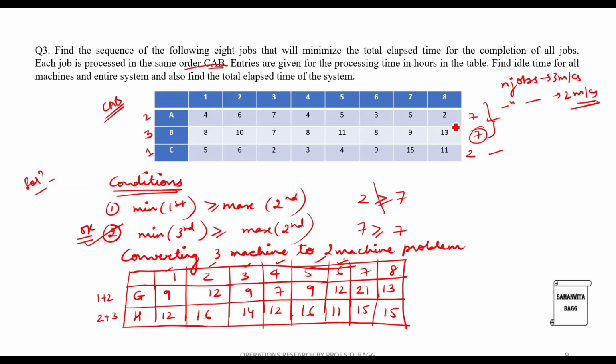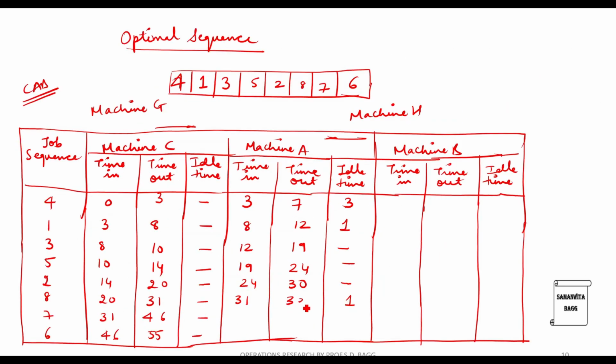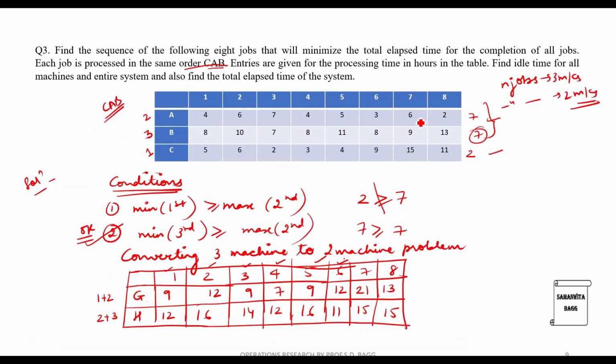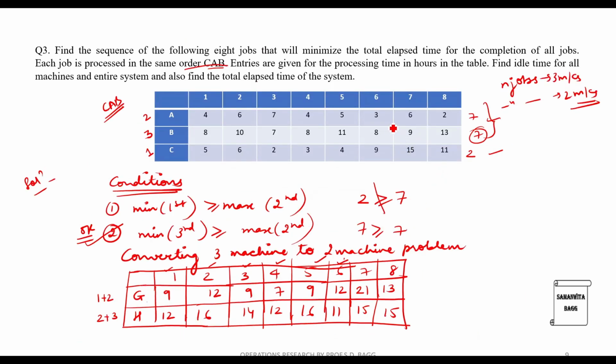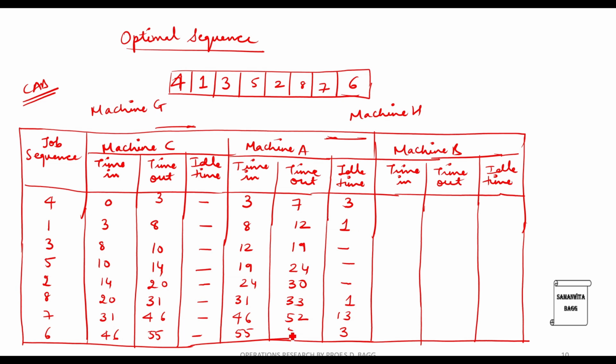And it will start at 31. 8 at A is 2. So this becomes 33. This is 46. So starting time is 46. It will wait for 13 hours. 7 here is 6. So this becomes 52. This is waiting for 3 hours. It will start at 55. 6 at A is 3. So this becomes 58. Now the fourth job is going to machine B.